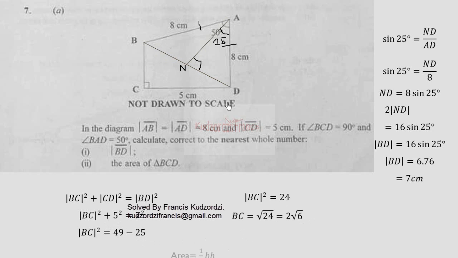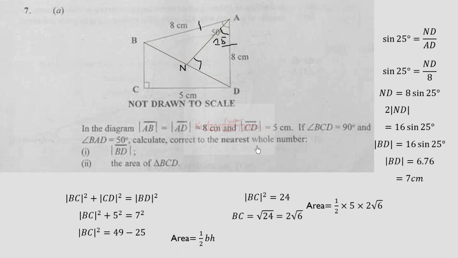Now area of a triangle is half base times height. So it means the area is equal to half times 5 times 2 root 6. And that will give you 5 root 6, which is approximately 12.25 or 12 centimeters squared to the nearest whole number.